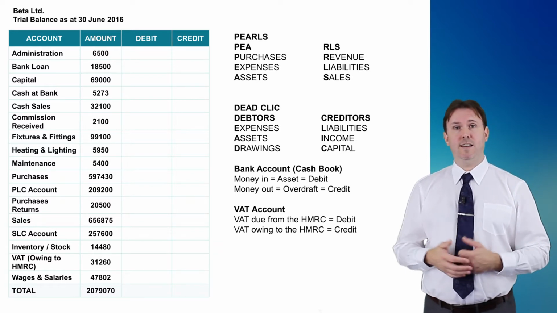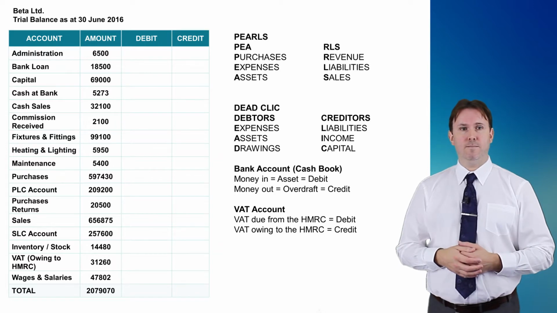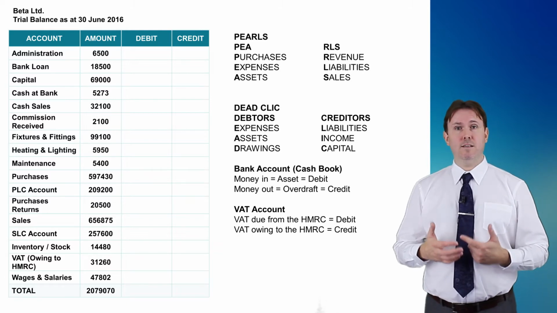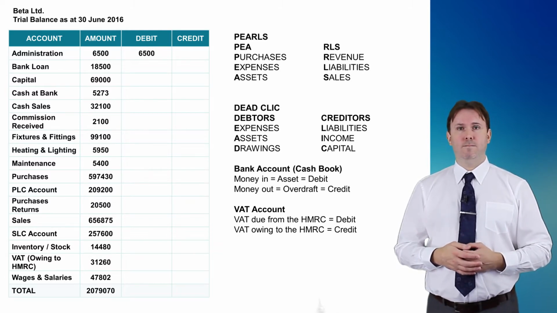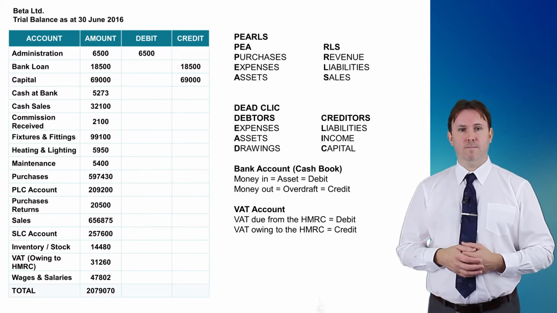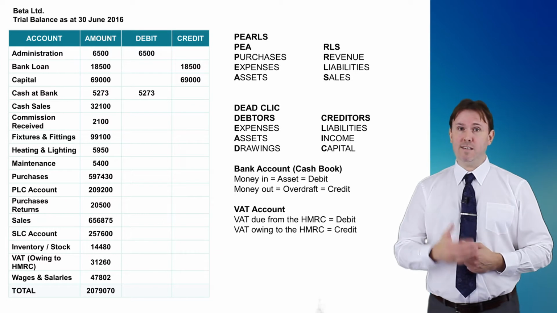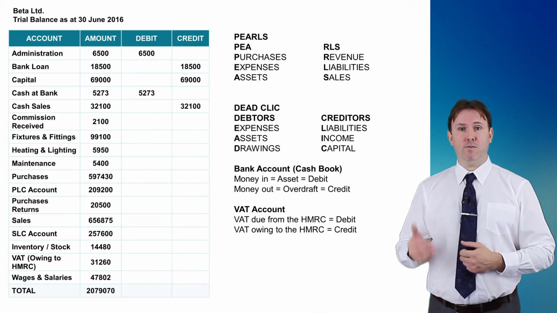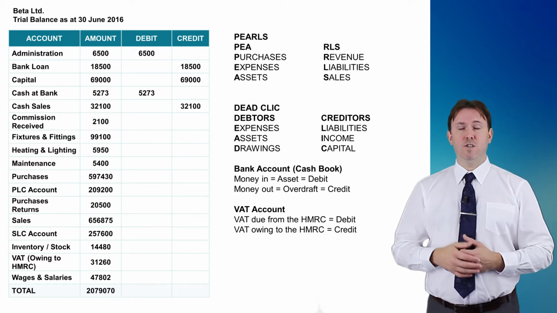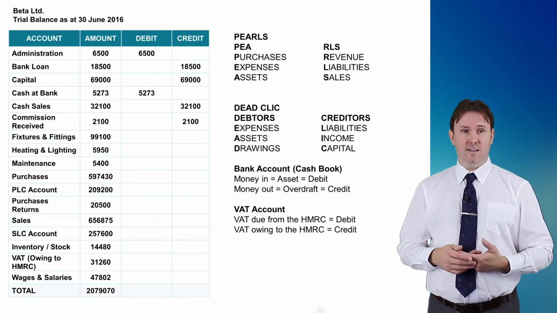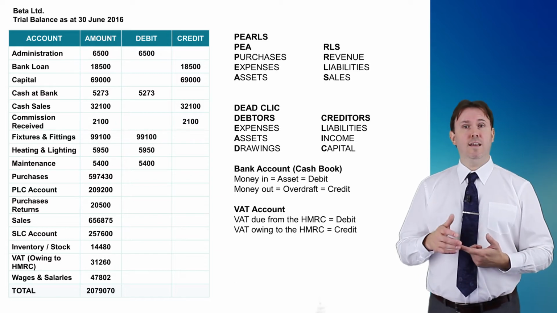Okay, let's have a go at completing our trial balance using the tools we have at the side. Starting at the top, administration. This is an expense and therefore will be a debit entry. The bank loan is a liability and therefore will be a credit. Capital will also be a credit entry. Cash at the bank is an asset and will be a debit entry. Cash sales is revenue and therefore will be a credit entry. Commission received is income and will be a credit entry. Fixtures and fittings, heating and lighting, and maintenance are all expenses and will be debit entries.